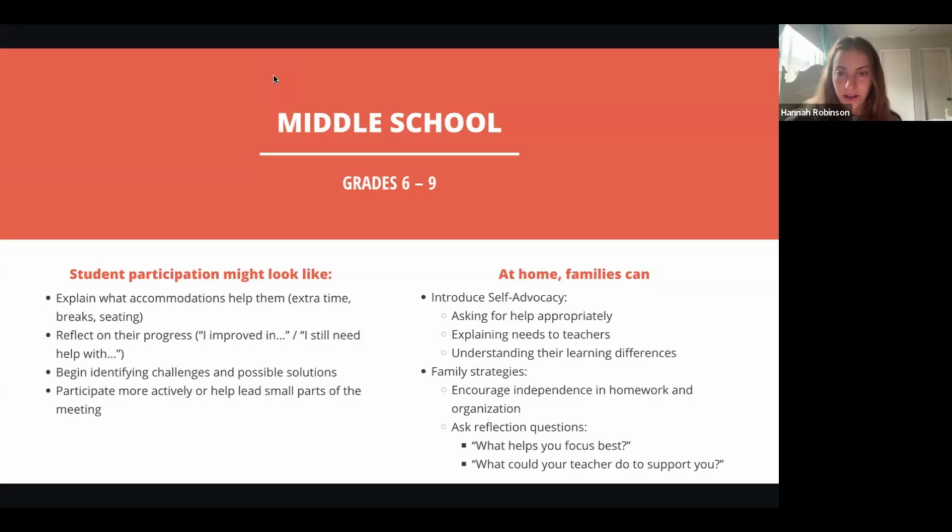So then at home, families can work on introducing self-advocacy. So this looks like asking for help appropriately, explaining their needs to teachers, and understanding their learning differences. Parents and guardians and family members can also help encourage independence in homework and organization at home. And they can begin asking questions such as, what helps you focus best? Or what could your teacher do to support you in order to get them thinking about what their needs are.